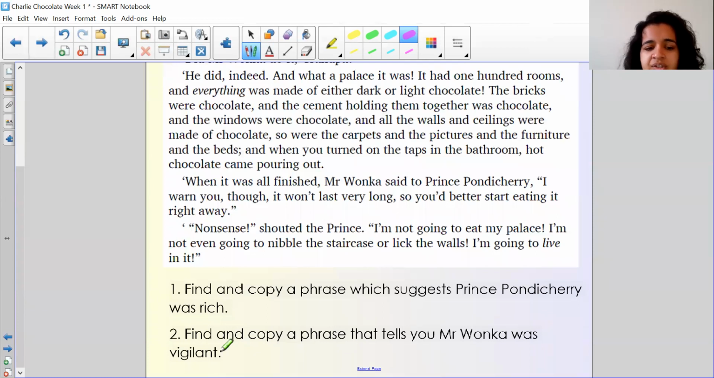Okay, and question two, find and copy a phrase that tells you Mr. Wonka was vigilant. Okay, now vigilant is a word that means you're always alert, you're looking out for danger, you're very cautious, you're very careful. Okay, what phrase tells you that Mr. Wonka was very careful and cautious about things?